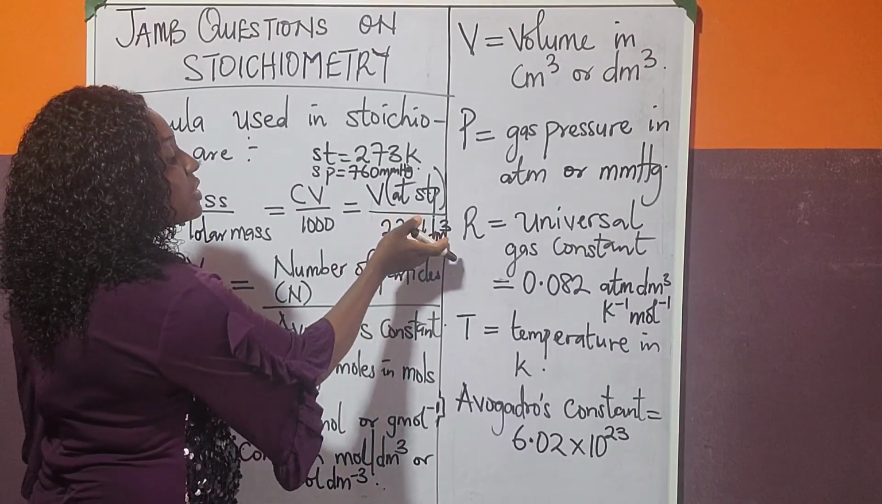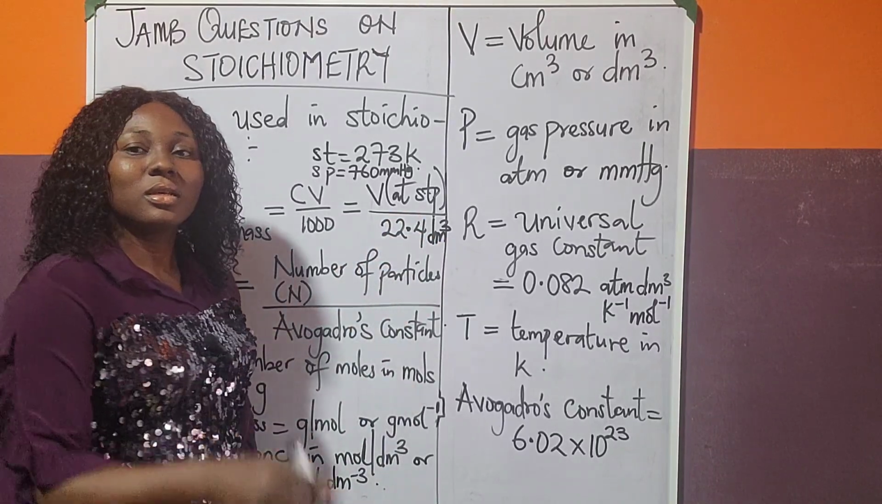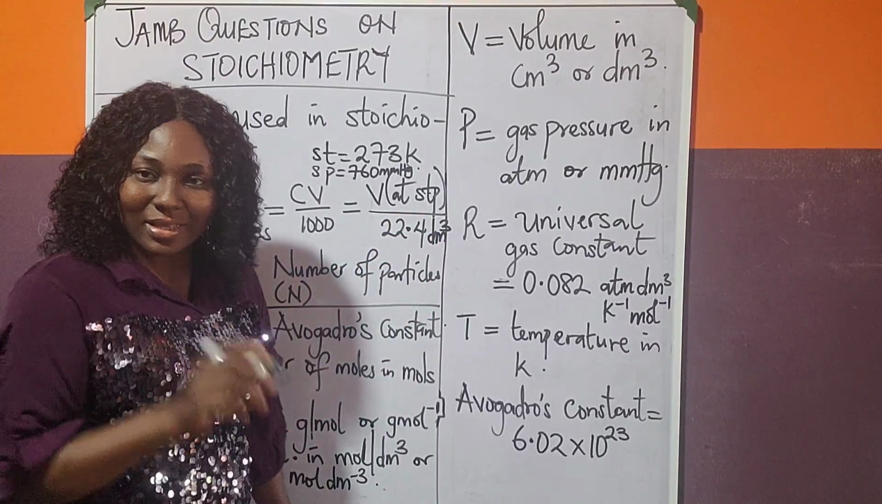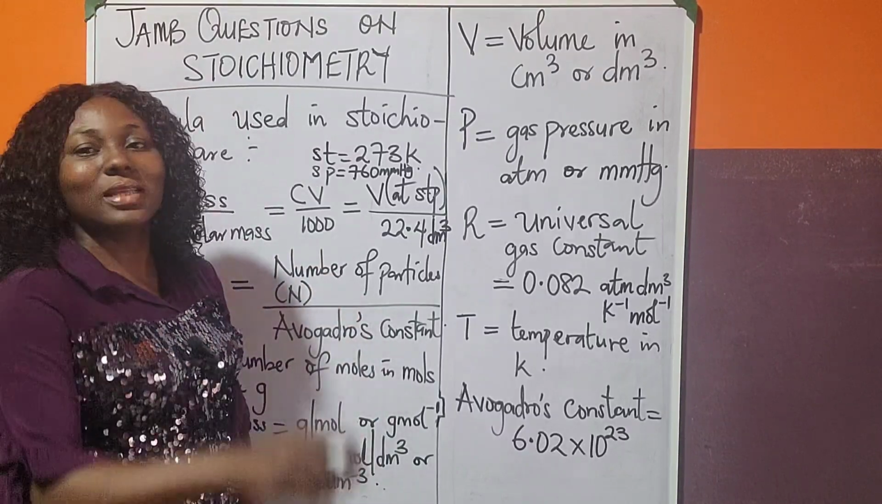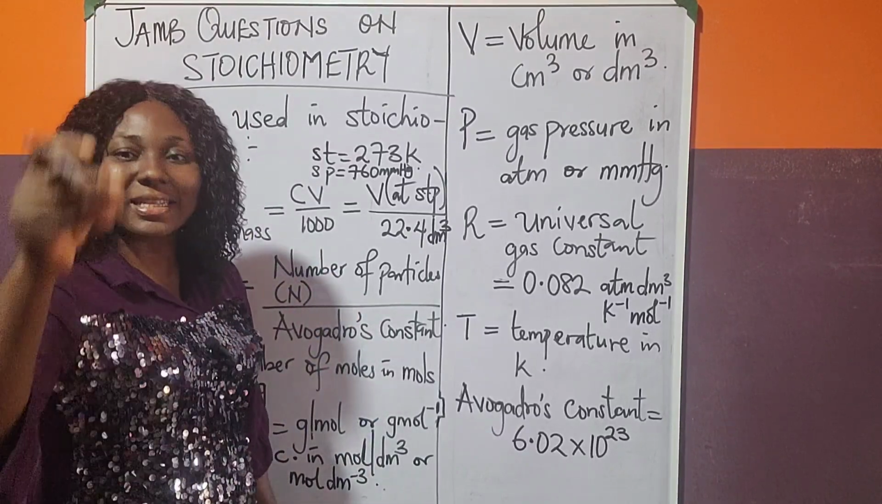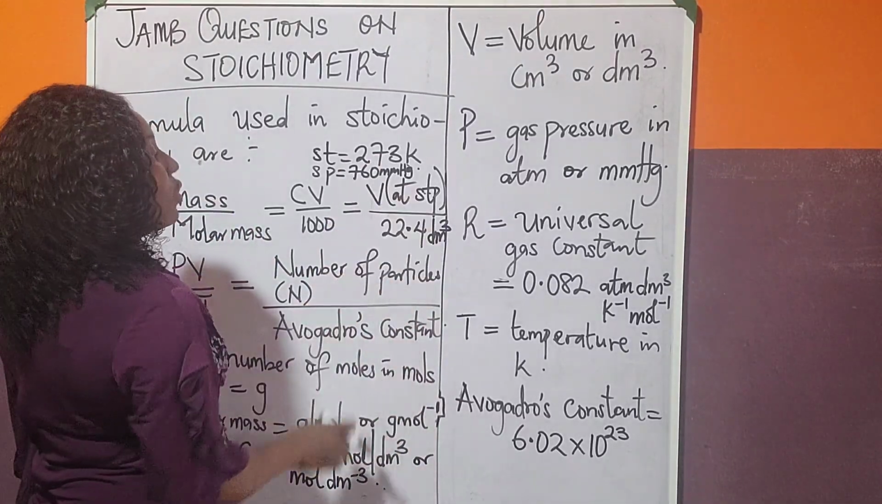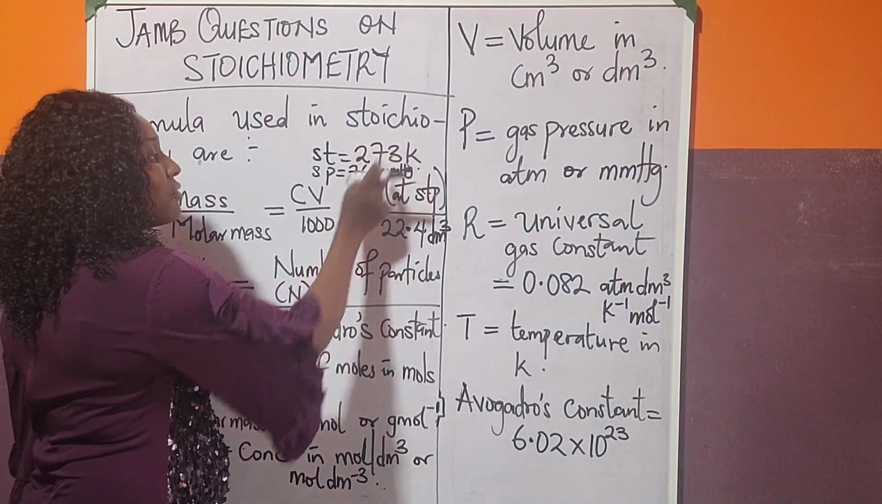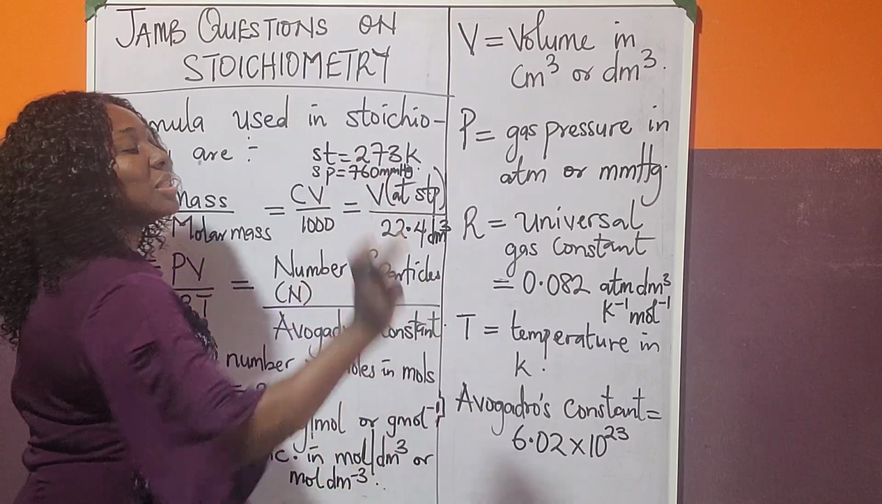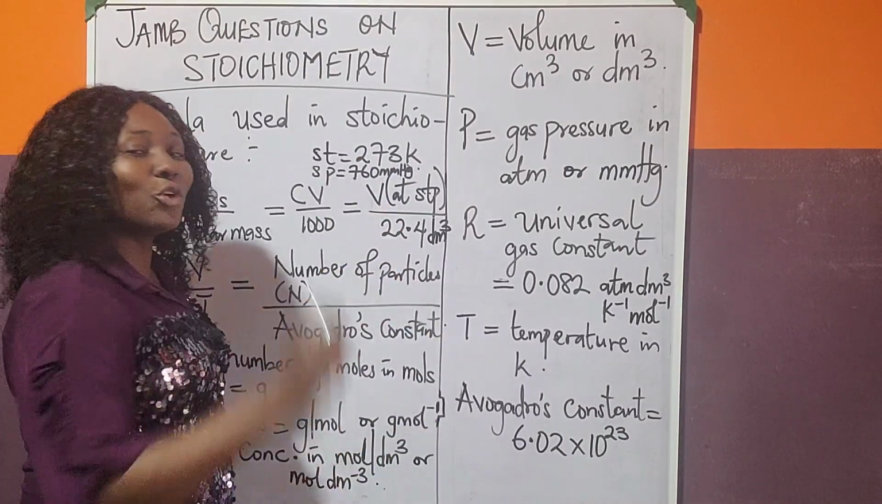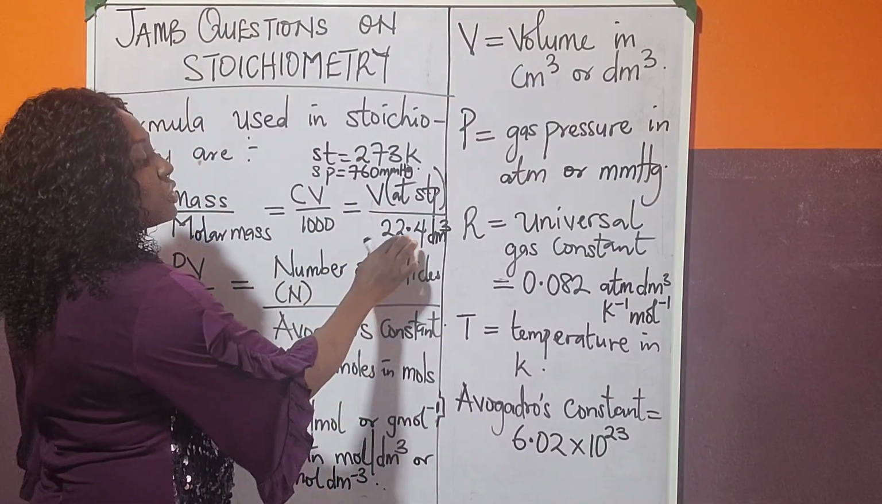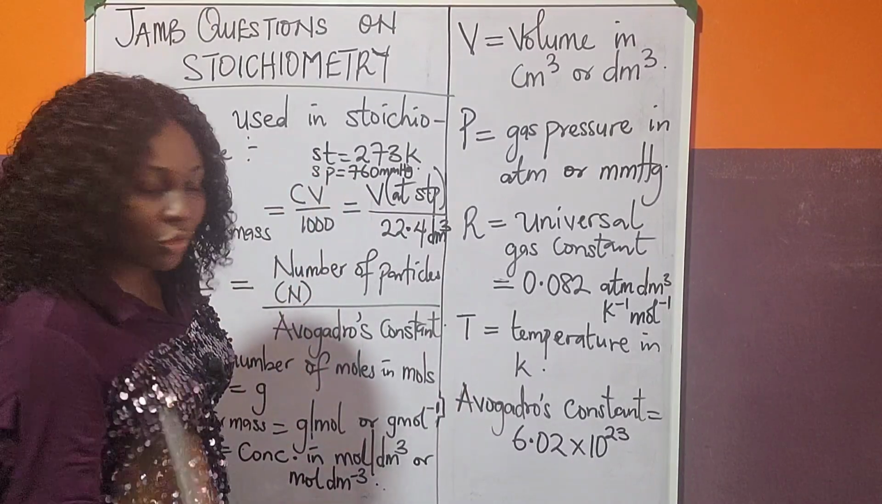So volume at STP is the volume of that gas. Then 22.4 dm cube is the volume of all gases at STP. Any gas at standard temperature and pressure, when the temperature is 273 Kelvin and the pressure is 760 millimeter mercury or 1 atmosphere, the volume of all gases is equal to 22.4 dm cube.